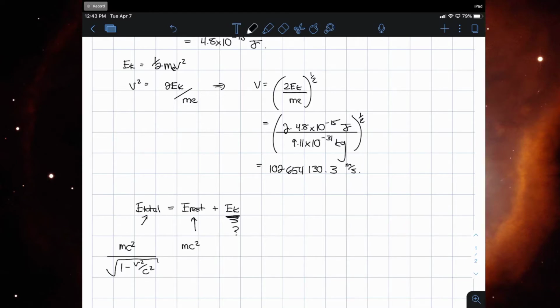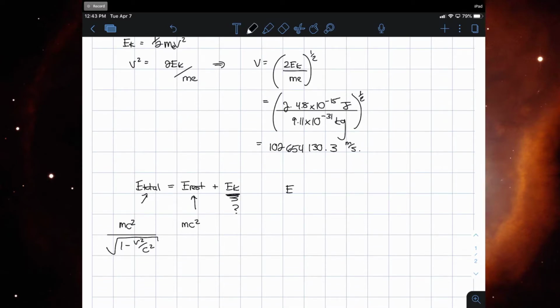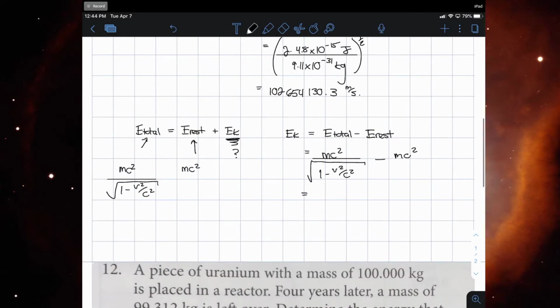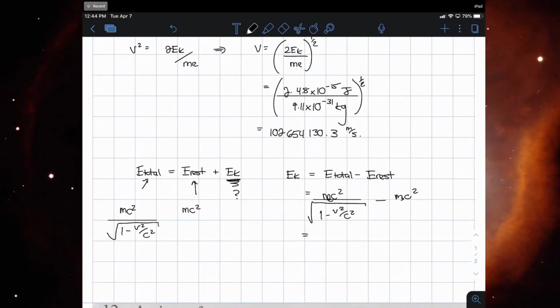So we can rearrange this equation. We get E_k equal to E total minus E rest. E total is mc squared over the square root of 1 minus v squared over c squared, minus our rest energy. Now we can plug in all the quantities that we have here: the mass of the electron, and the speed that we found in the previous part. Let's plug into this formula and we'll see what we get.